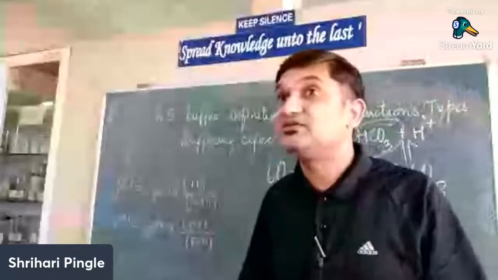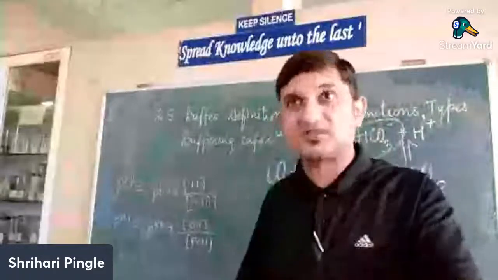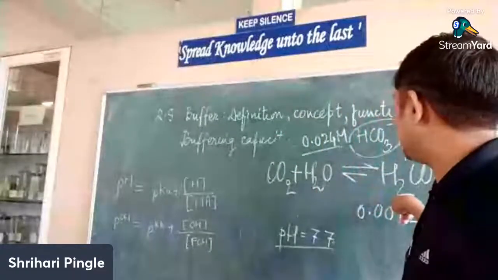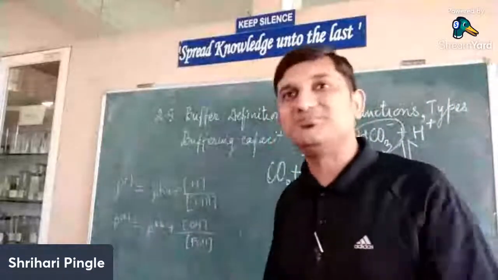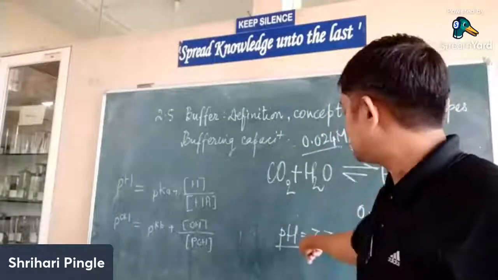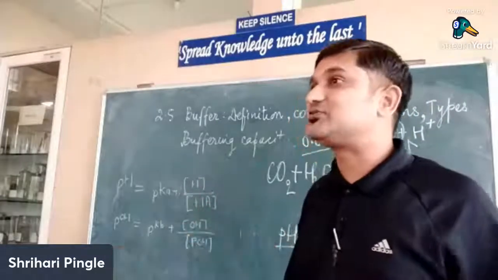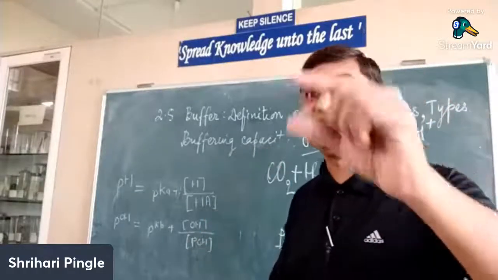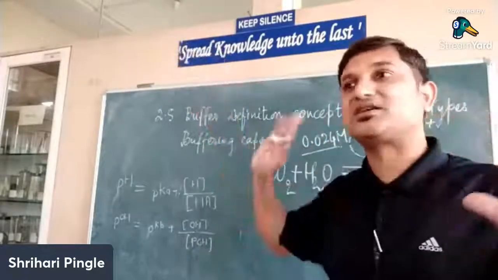So what does that mean? Why am I giving you this example? That to keep the pH of the blood constant, the concentration of bicarbonate ion and carbonic acid in the blood need to be maintained all the time. If you keep maintaining both these concentrations in the blood, then the pH of the blood will always remain 7.7. That is why, in the Henderson-Hasselbalch equation for buffers that I gave you, I told you if you want a desired pH, adjust the upper and lower concentrations.